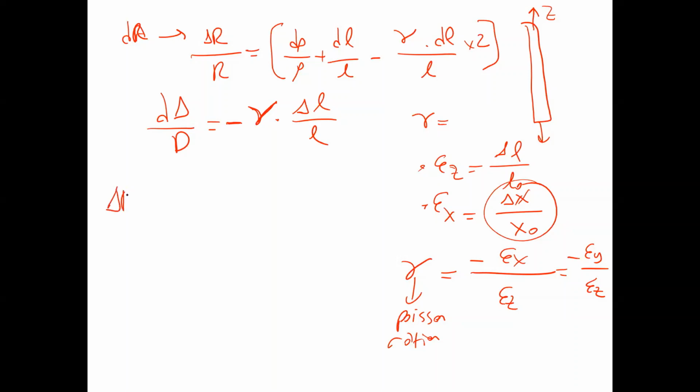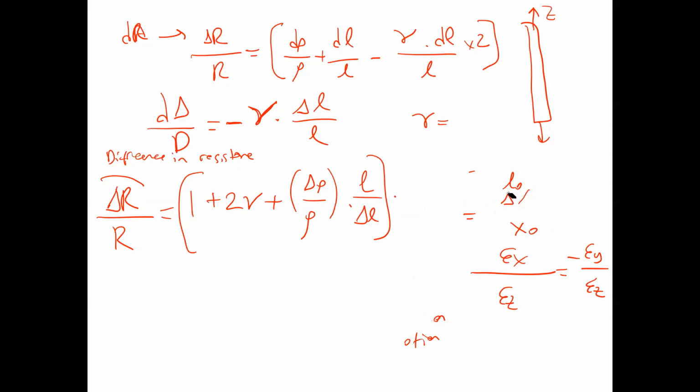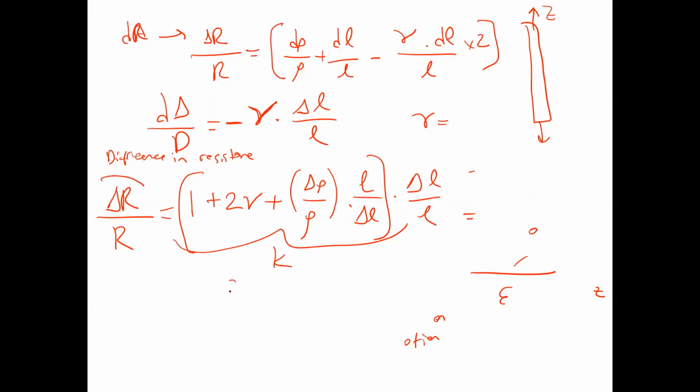And then dr, this is difference in resistance divided by initial resistance of the material is equal to 1 plus 2 Poisson ratio plus delta rho, this is difference in specific resistance divided by the specific resistance, times delta L over L. And we call it here K, and this is called strain gauge sensitivity.